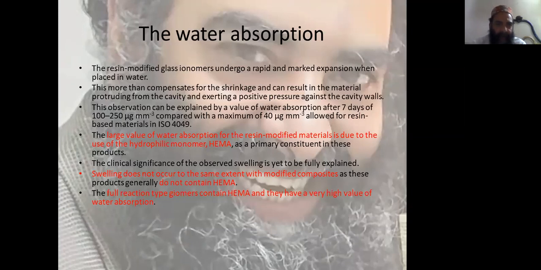Water absorption. Resin modified glass ionomers undergo a rapid and marked expansion when placed in water. And this expansion is more than enough, which compensates for the shrinkage and can even result in the material protruding from the cavity and exerting a positive pressure against the cavity walls.